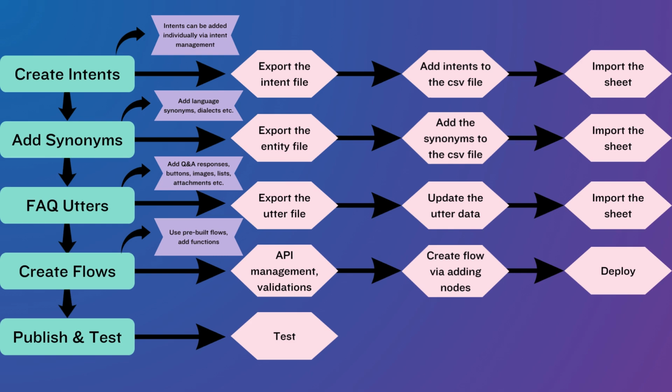The first step is create intents, which forms the foundation of your bot's understanding of user queries. Intents represent the specific actions or topics the bot can handle. You can add intents individually via the intent management tool, which is ideal for smaller bots or unique cases. Alternatively, follow a bulk update process. To do this, export the intent file, add or modify intents in a CSV file, and re-import the updated sheet into the system. This approach is highly efficient, especially for scaling large datasets.